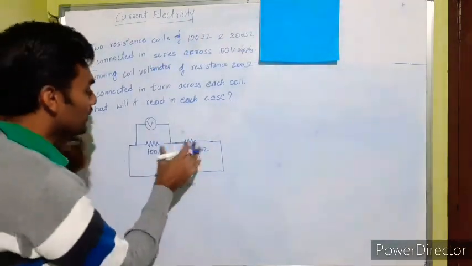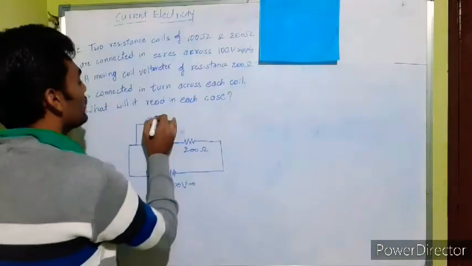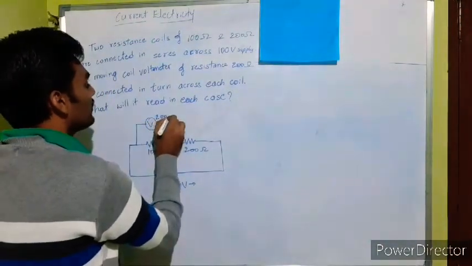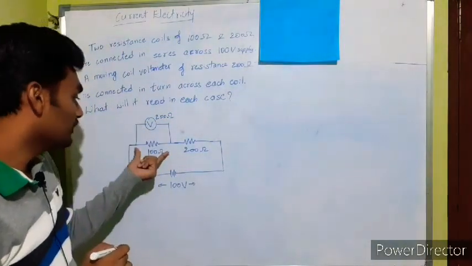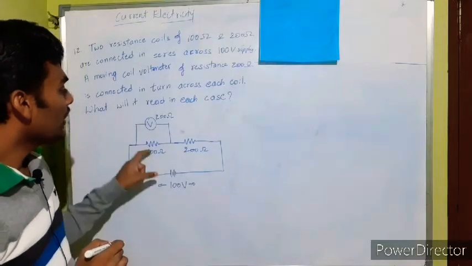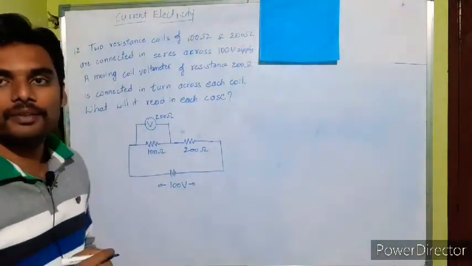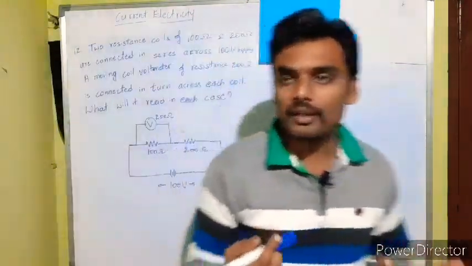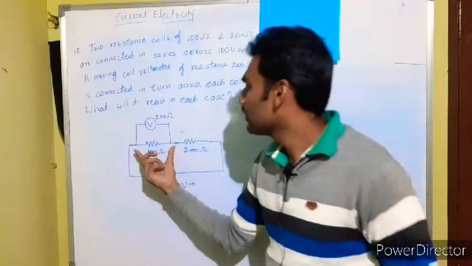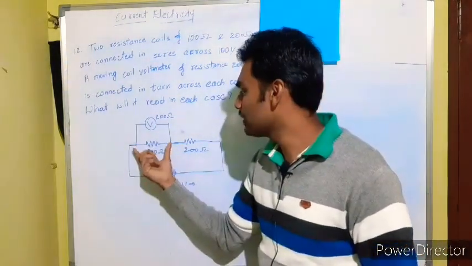Okay, so this is the first situation now where they have connected a 200 ohm resistance voltmeter across the 100 ohm resistance, and now we need to calculate how much this voltmeter reads. Okay, how much will the voltmeter read? The voltmeter reads the potential difference across these 2 points. It always reads the potential difference.